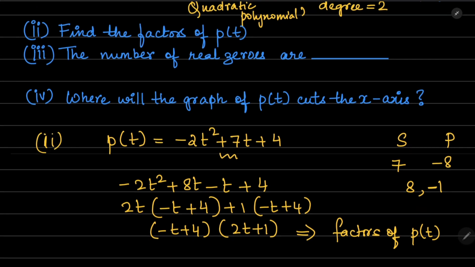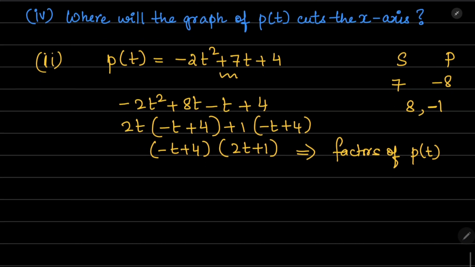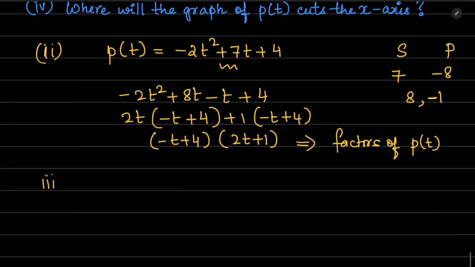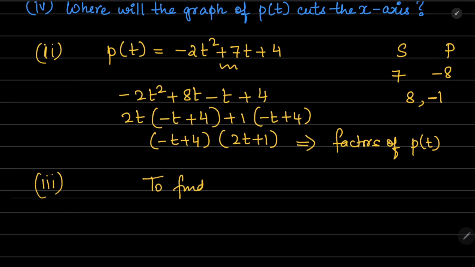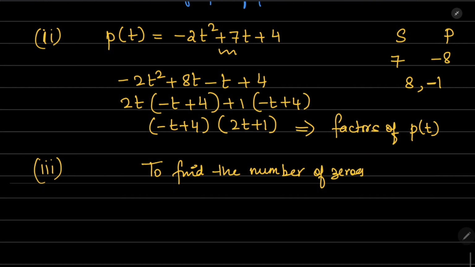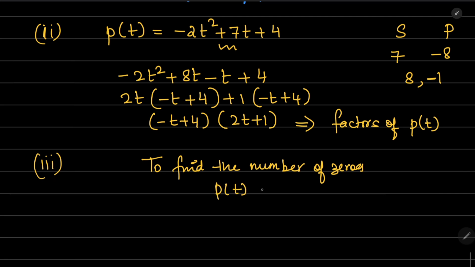What is the third question? The number of real zeros are. So in order to find the number of zeros, you have to equate your polynomial P of t to 0. So you don't have to redo it. Whatever you have got as a factor, you can equate it to 0. Minus t plus 4 and 2t plus 1 is equal to 0.